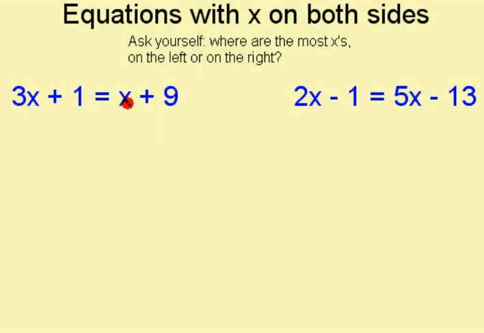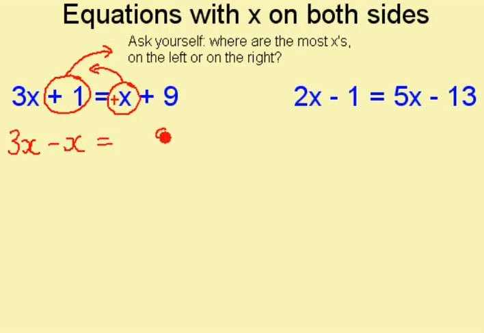This means that the other x's need to float and ping to the left, and the numbers need to float and ping to the right, like this. That's a plus x and it needs to float and ping to the left. And that's a plus 1 and it needs to float and ping to the right. I've now still got the 3x here, but the plus 1 has gone and I've now got the plus x which has float and pinged, so it's minus x. I've still got the equal sign and I've still got the plus 9, but I've now got the plus 1 which is float and pinged, so it's minus 1. Now 3x minus x is 2x, 9 minus 1 is 8.